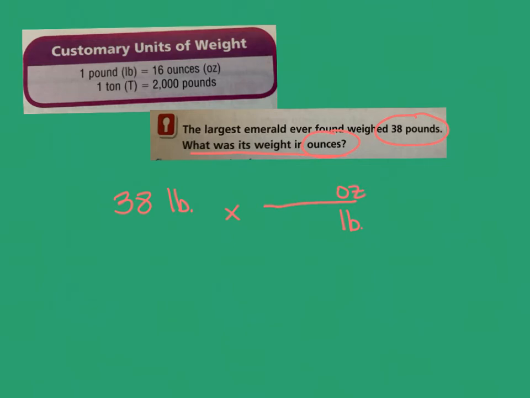Now I will go over to our chart to find out what is the relationship of ounces to pounds, and there it is. 16 ounces equals 1 pound. 16 ounces, so I'll put 16 with the ounces and 1 with the pound.